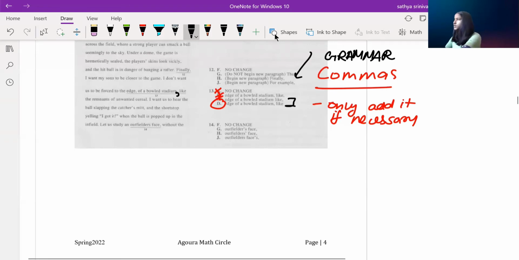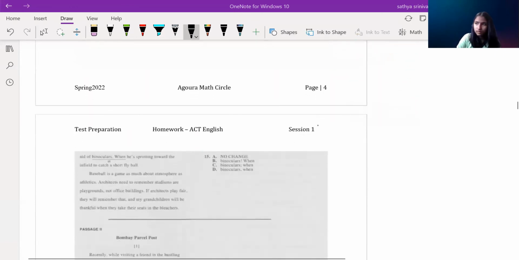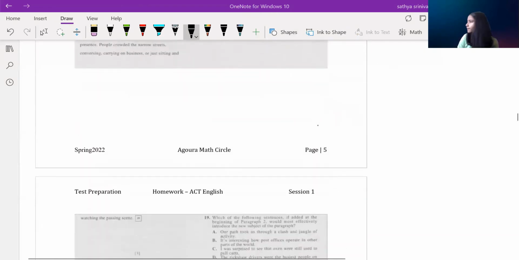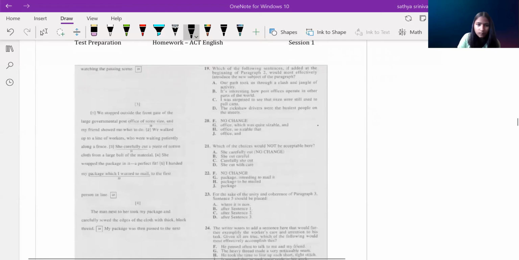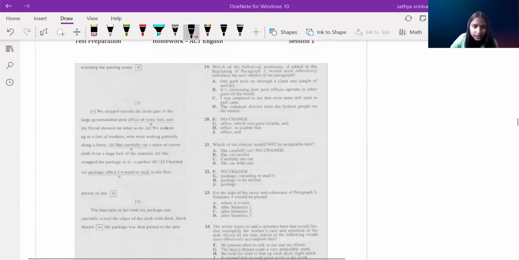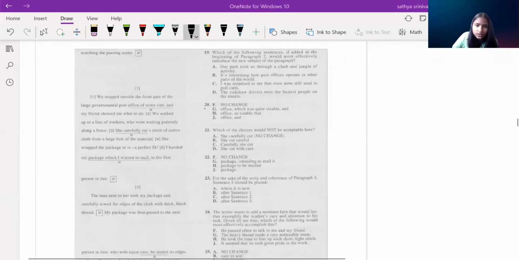Yes, okay. So the next question that was asked, let's see, I think it was 21. Which of the choices would not be acceptable here? Right, so this question right here. She carefully cut a piece of cotton cloth from a large bolt of the material.